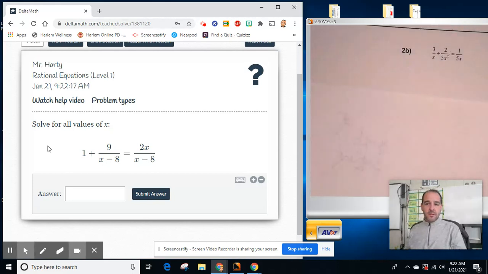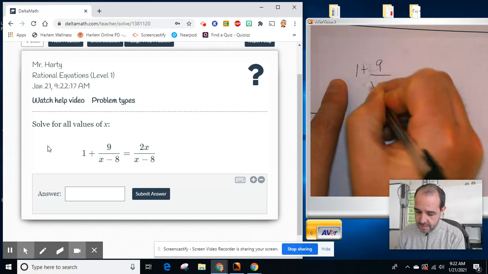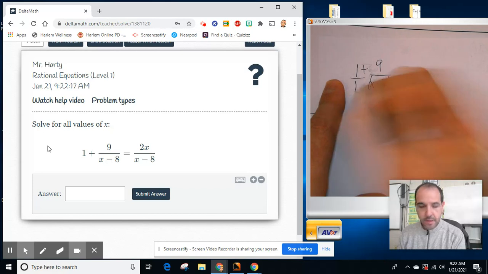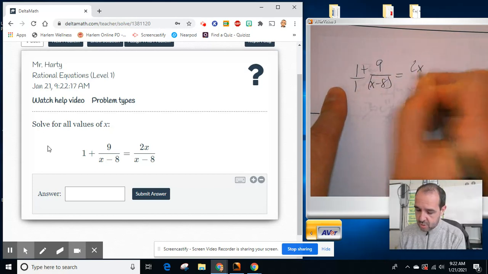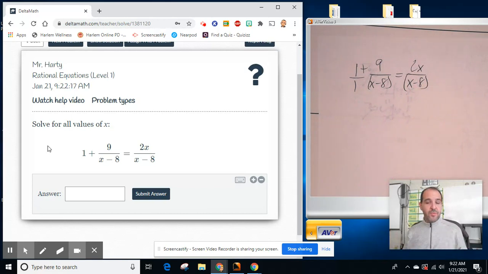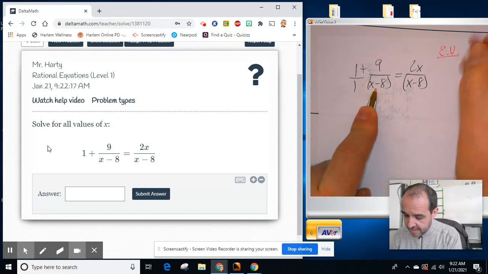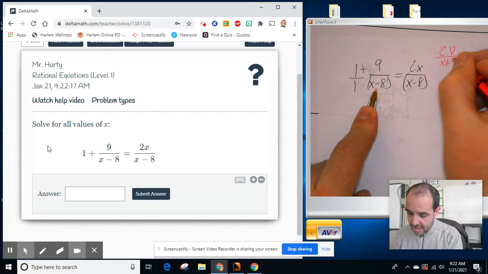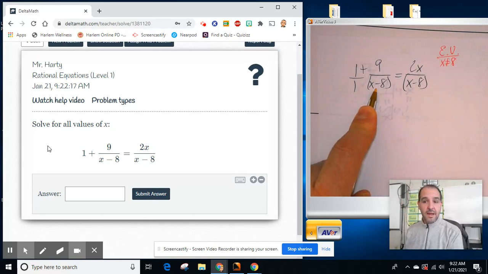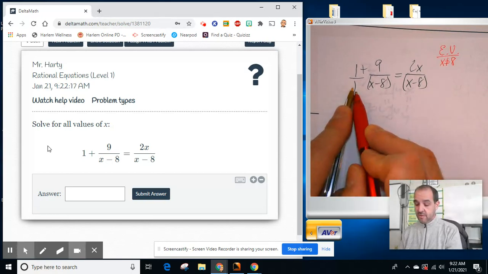Why not? Okay, the types that we got here. So we got 1 plus 9 over x minus 8. I'm going to put that over 1. Equals 2x over x minus 8. Same process I run through. Nothing different. What's my extraneous value? Set that equal to 0. X can't be 8. Okay? And that is my LCM because I don't have a coefficient. I don't have a single variable, and those are the same.